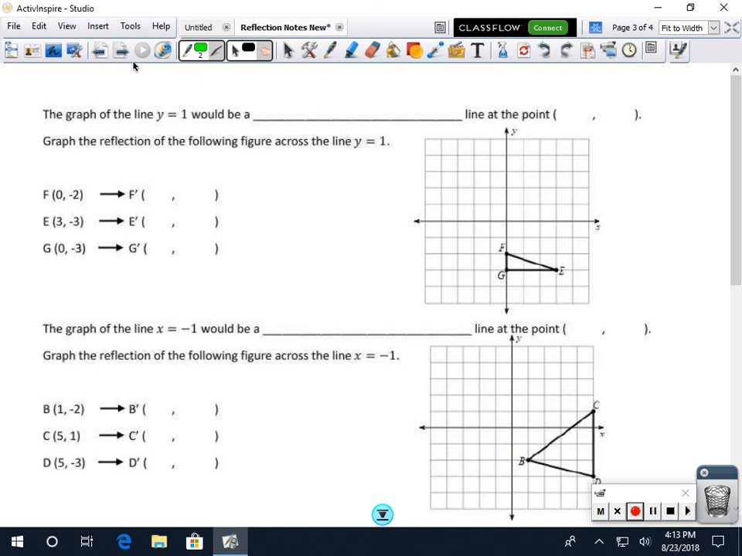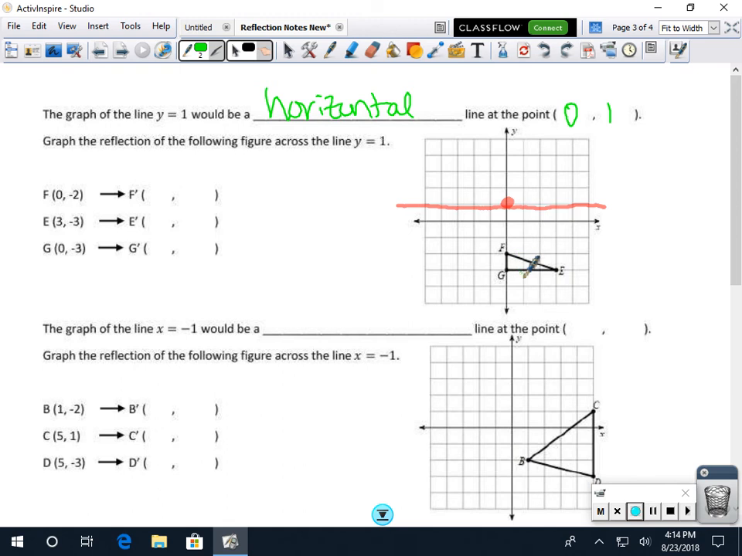Okay, looking at the last page in the notes here, the graph of the line y equals 1. Y equals 1 is actually going to give us a horizontal line at the point 0, 1. So the line that I'm going to reflect across, y equals 1, I'm going to go up to 1 on the y-axis, and then I want my line only to go through that y. I don't want it to cross through any of the other y's. So I draw a horizontal line.